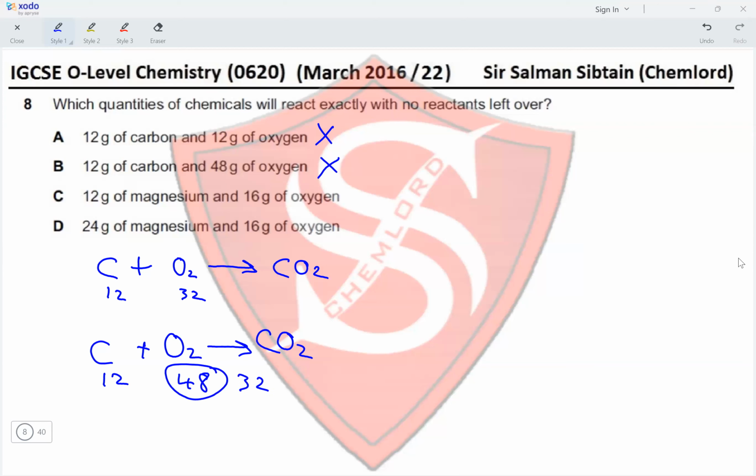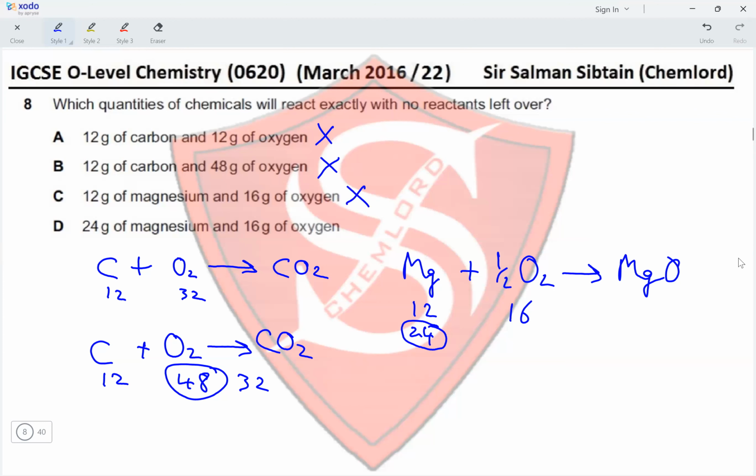For C, we've got 12 grams of magnesium and we've got 16 grams of oxygen. So this would form MgO. So 12 would react with 16. So magnesium has to be 24 in order for it to react with 16 grams. So 12 grams of magnesium would result in 16 grams of oxygen being in excess. So oxygen would be left behind in this case as well.